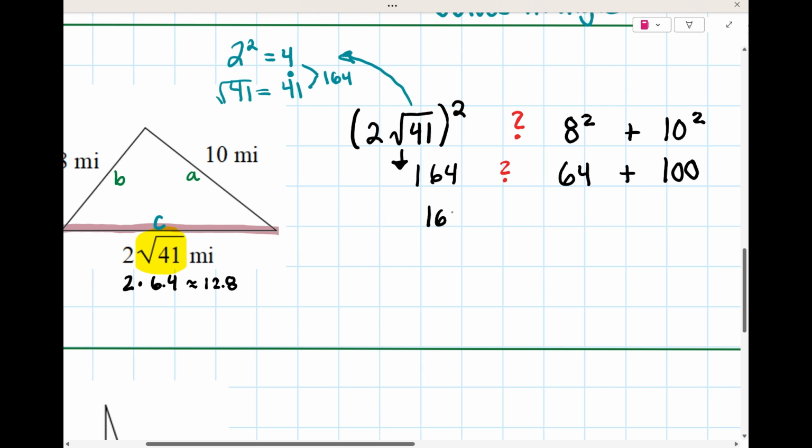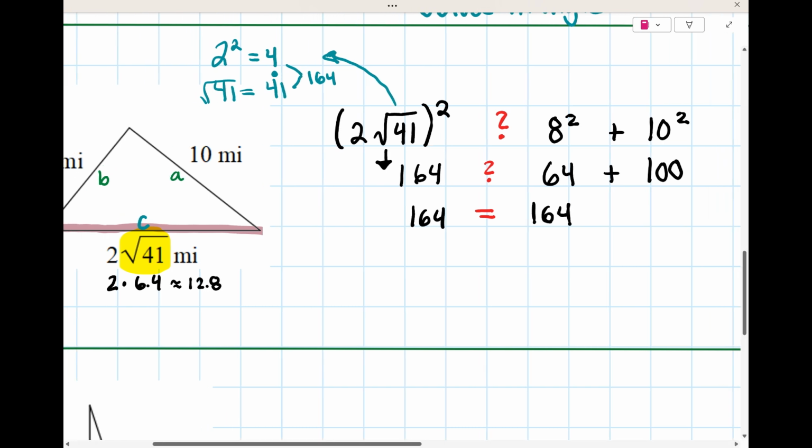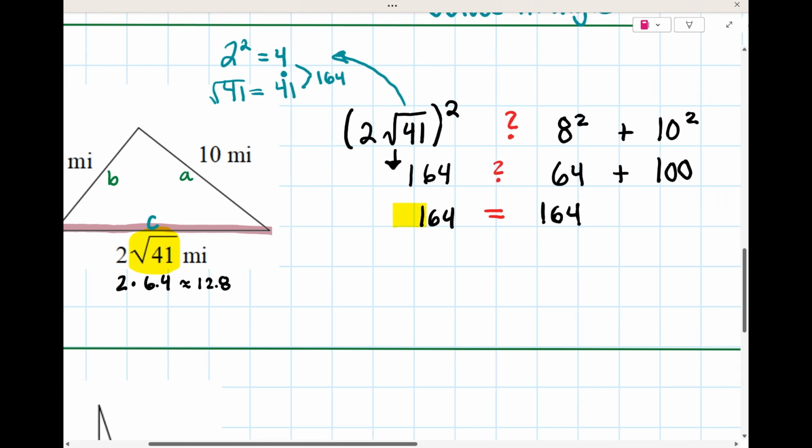And then we do the sum of the right side here. That gives us 164. Since we get that it's equal to, that means that we do have a right triangle. This satisfies the Pythagorean theorem.